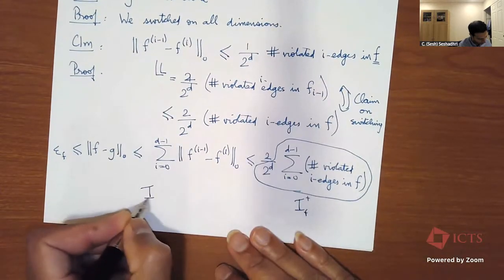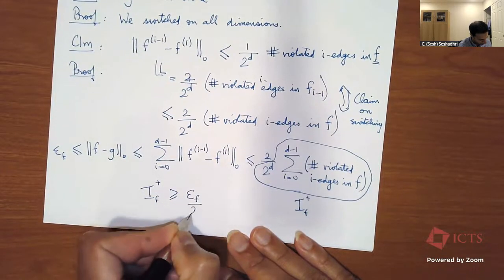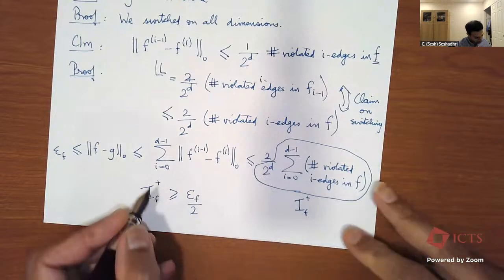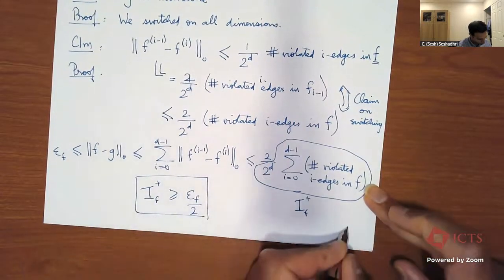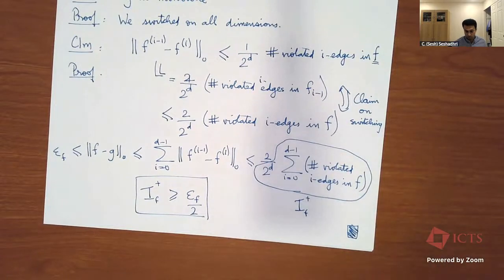And so what we get is the directed influence is at least epsilon F divided by 2. Okay? And this is the proof of the Poincare inequality. Okay, so let me walk over this again, and then I'll pause and answer any questions that you may have on this.